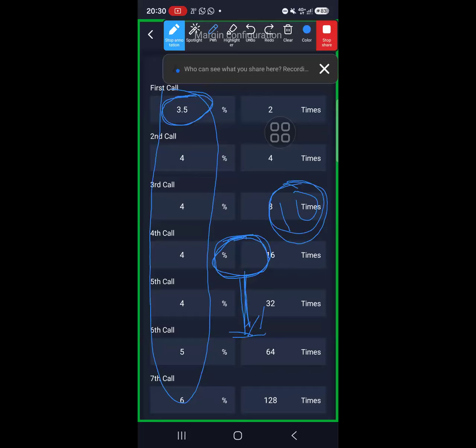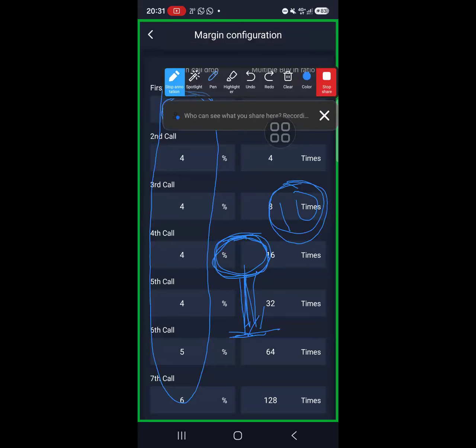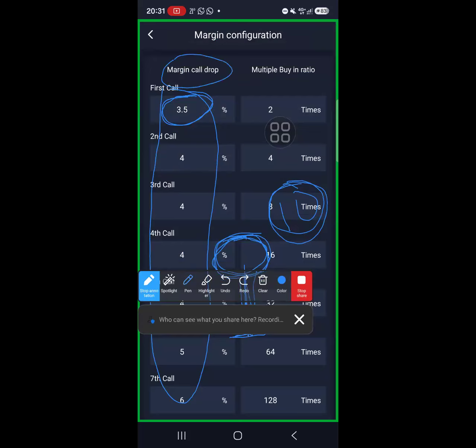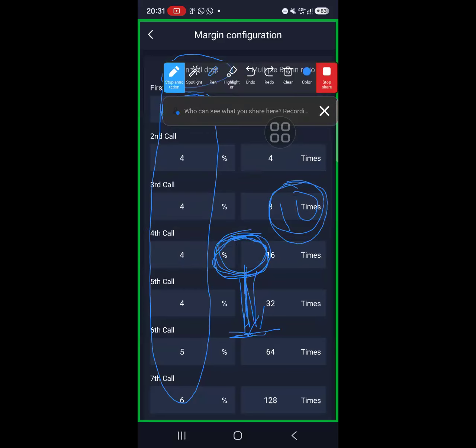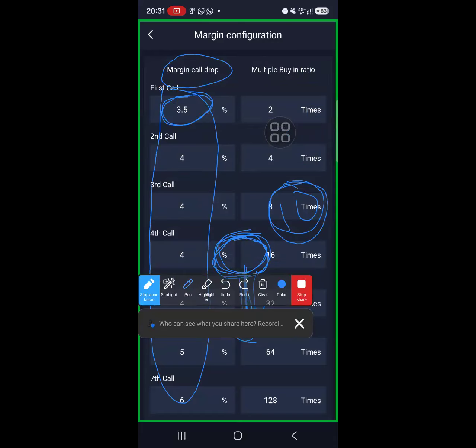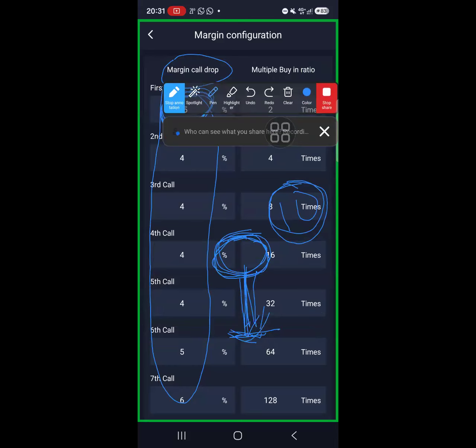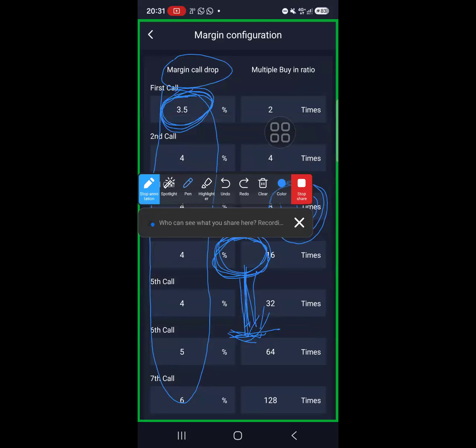All right? So from point of entry to where the first margin calls is going to be bought, what is the distance? That's what we call a margin call drop. Okay? From the point of entry to your first margin call, what is the distance? So the distance is 3.5%. So once the price drops by 3.5%, it's when the robot will be looking to buy. It is not going to buy immediately.